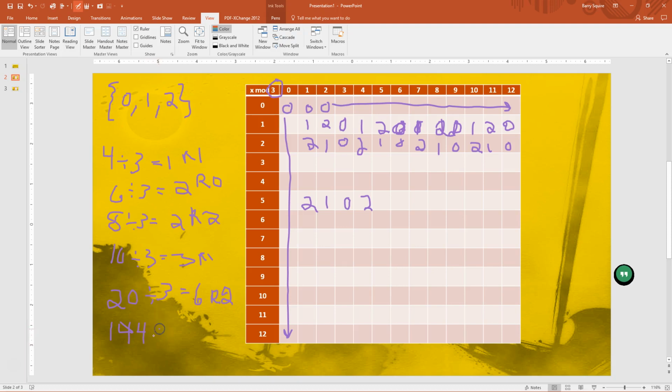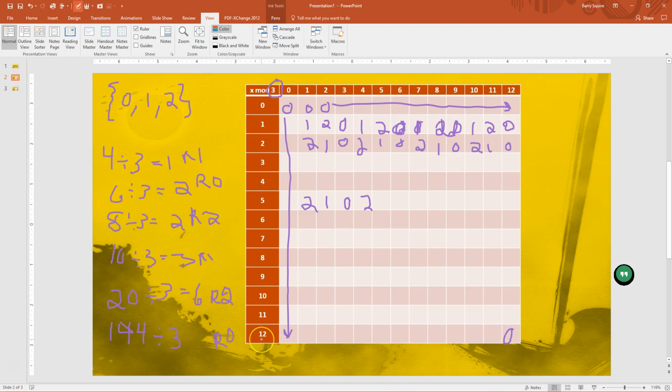144 divided by 3. Well, here we can use our divisibility rules for 3. Is 144 divisible by 3? Well, 1 plus 4 plus 4, that's 9. So yeah, it is divisible by 3, which means that we're going to have a remainder of 0. That's the definition of being divisible. So this is going to be a 0 down here.